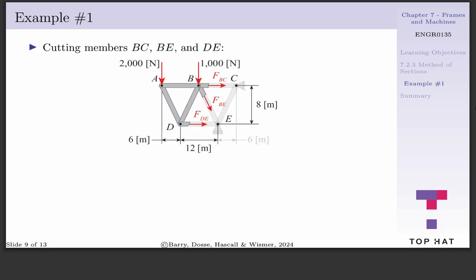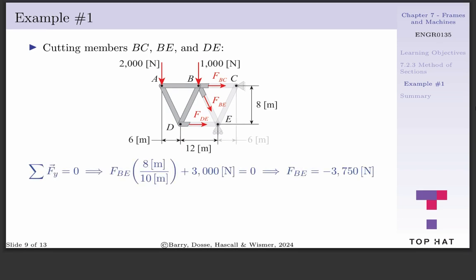Now we can move through and cut members BC, BE, and DE. Applying the summation of forces in the y direction, we have FBE times sine theta, the angle between members BC and BE, which is 0.8, plus the sum of the applied loads, 3,000 newtons, is equal to 0. We find FBE to be equal to negative 3,750 newtons, and the negative sign indicates the member is under compression.